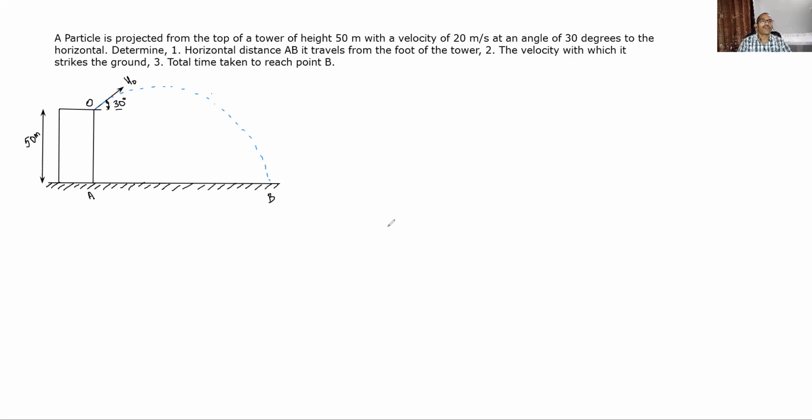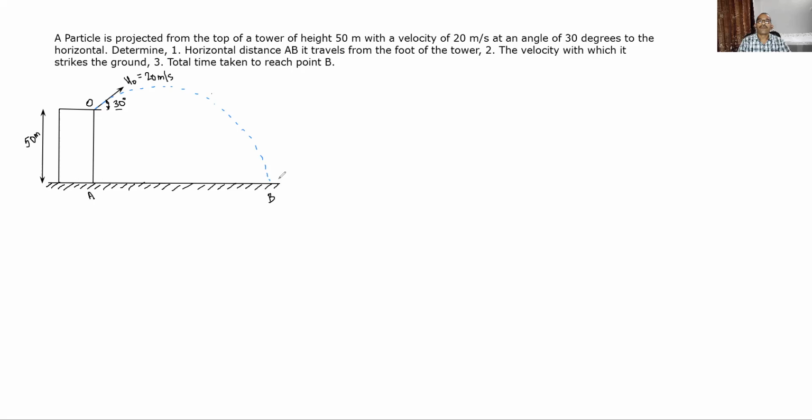Now we'll discuss this problem. In this problem, what is given: a particle is projected from the top of a tower of height 50 meter. The figure is given in the problem. The height of the tower, what I represented on the left side, say this is the tower, height is 50 meter, with a velocity of 20 meter per second. That means this u0, the velocity of projection, is 20 meter per second.